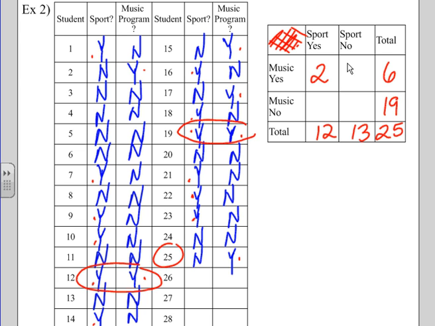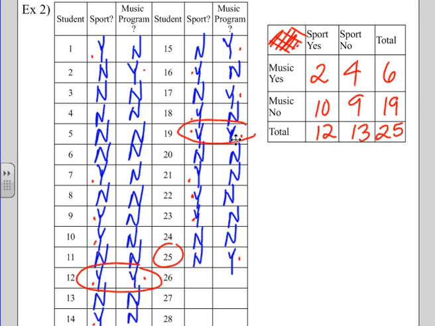sports. So if I add up 2 plus what gives me 6, I know it's 4. I know 2 plus 10 will give me 12. Since there were 12 total students who said yes to sports, that must be 10 who are not in music. And also for here with sports with no, I can either add up going vertically or go horizontally, because 10 plus 9 is 19 and 4 plus 9 is 13. So now that we have our table filled out, we can start to get some relative frequency.